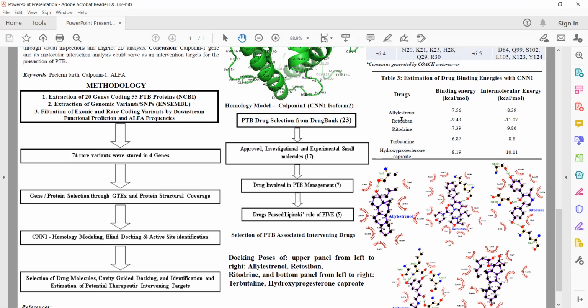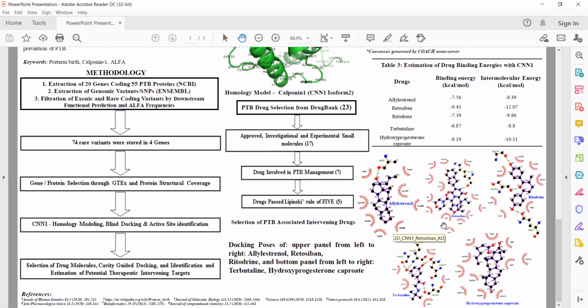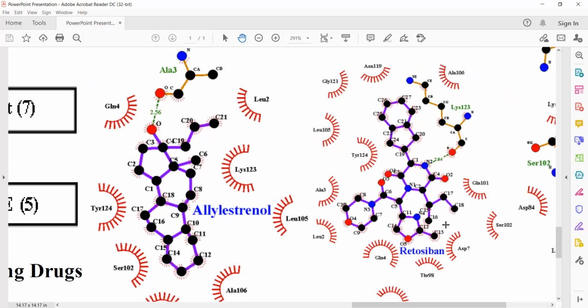So we have atosiban, retosiban, ritodrine, terbutaline, and hydroxyprogesterone caproate, and these are their binding energies. One of the most promising ones is retosiban, and if you see the molecular interactions of retosiban, it is highly hydrophobic in nature, while we have some interaction as well with a 2.8 angstrom bond of lysine 123, its epsilon atom along with the nitrogen atom of retosiban. Also, it has so many nitrogen atoms, but one of the nitrogen atoms which we named here as N2.